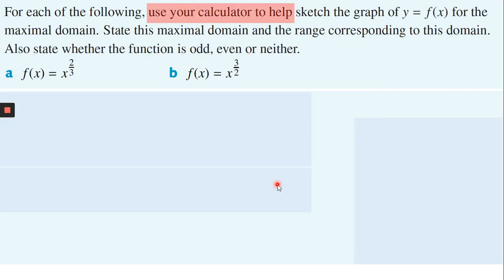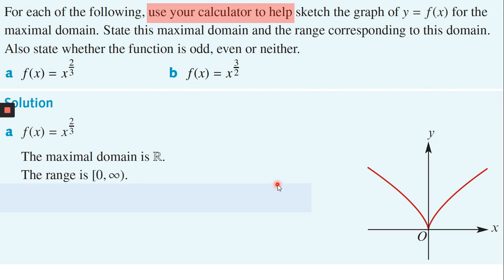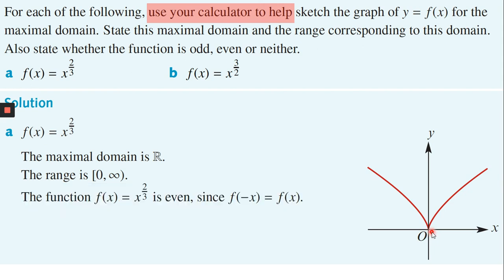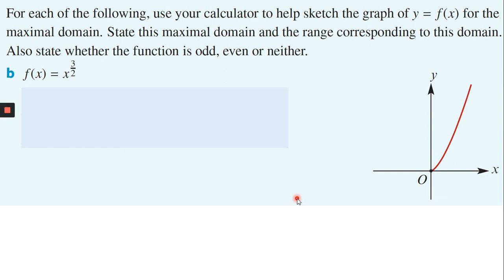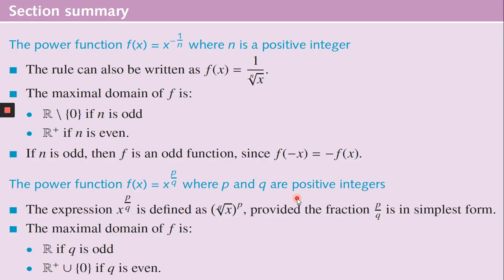Each of the following, use your calculator. So there is x to the power of 2/3. Maximum domain is R. Range is 0 to infinity. Again, you can see that both of these are including 0 this time. The function is even because f of minus x equals f of x. You can test that. Second one, x to the power of 3 over 2. So there's the graph. Maximum domain again includes 0. Range includes 0. Neither odd nor even. Test it. None of those things work.